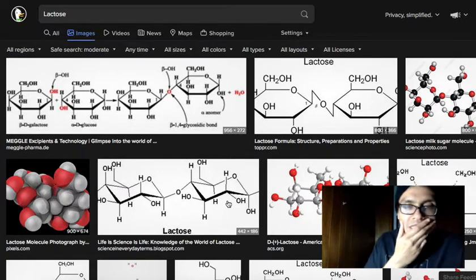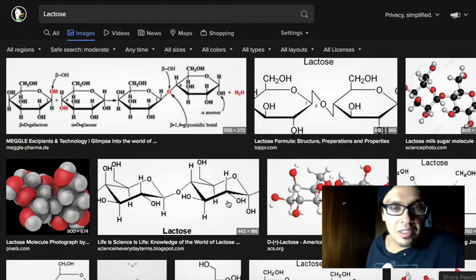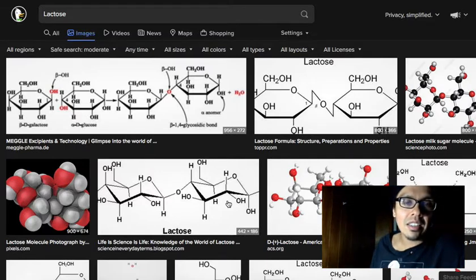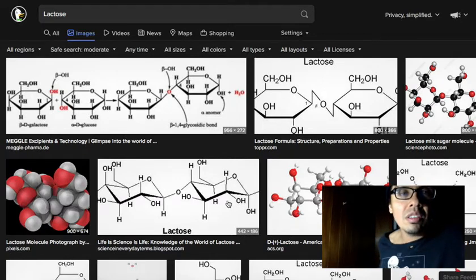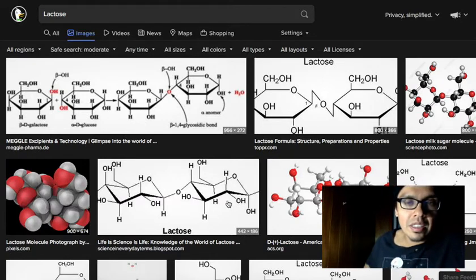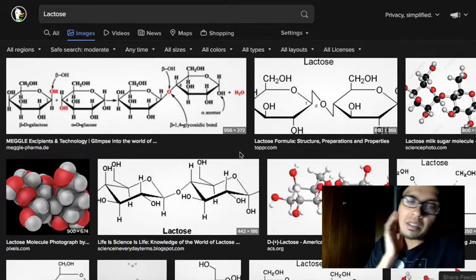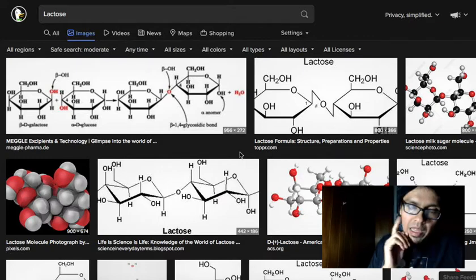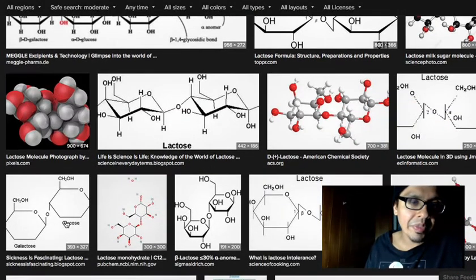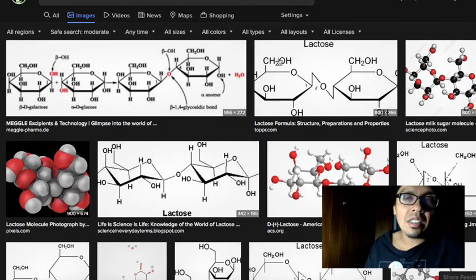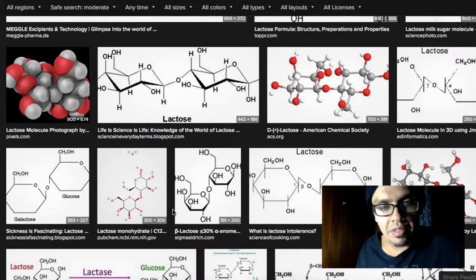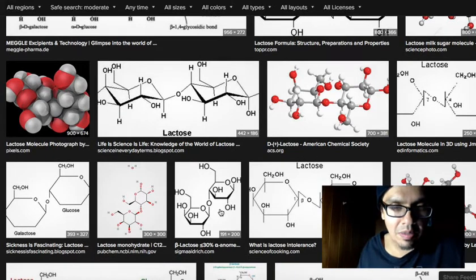Now, glucose and galactose. What are glucose and galactose? What is the difference? Glucose, remember, has a specific orientation of the hydroxyl groups around its main carbon ring, and galactose has a different orientation of hydroxyl groups around its main carbon ring. Okay, so what's the difference? How does it work out?